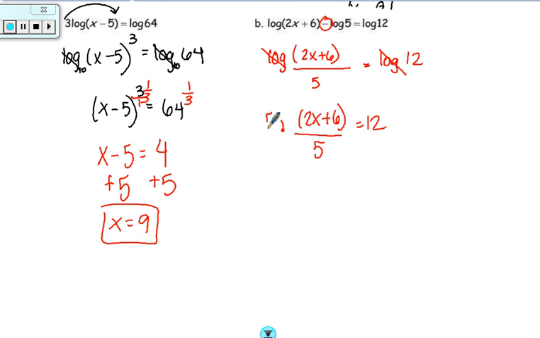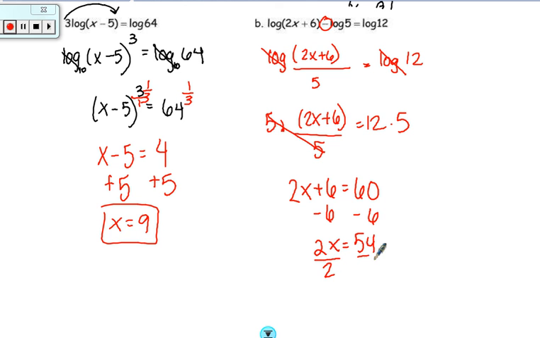So I'm going to multiply both sides by 5. So 2x plus 6 equals 60. 12 times 5 is 60. Those 5s would cancel. Solving this, 2x equals 54. Dividing by 2 gives me x equals 27.